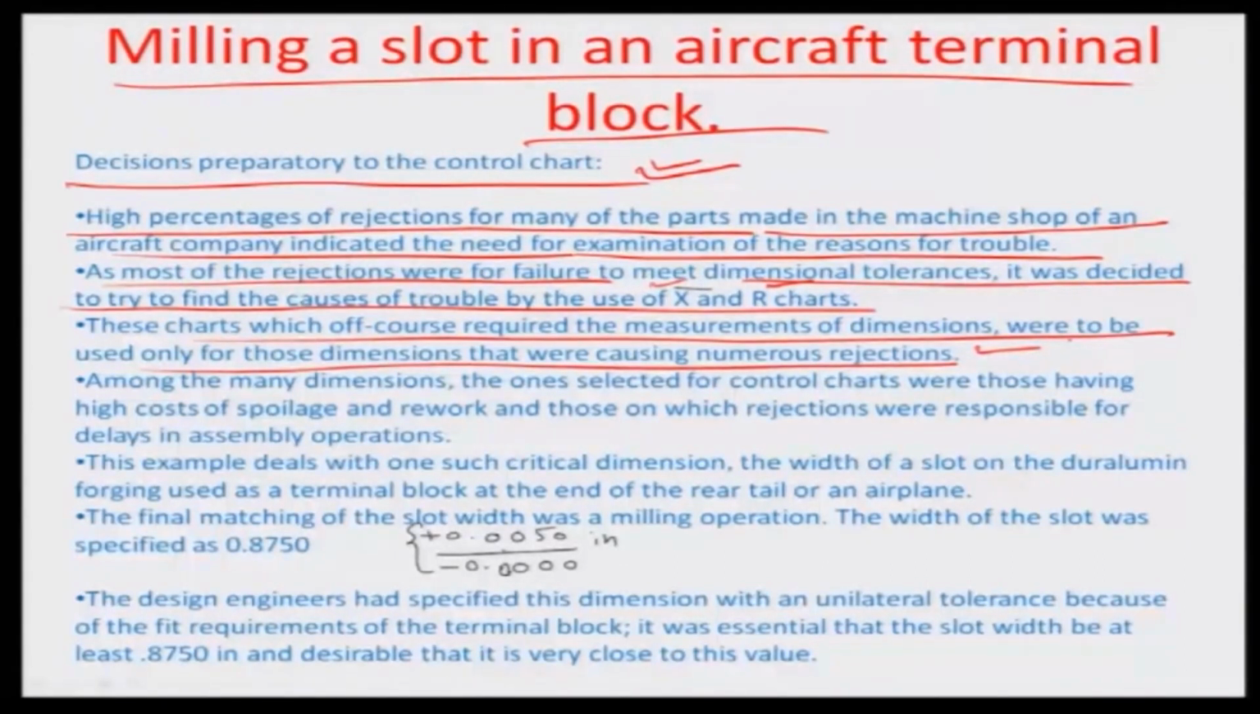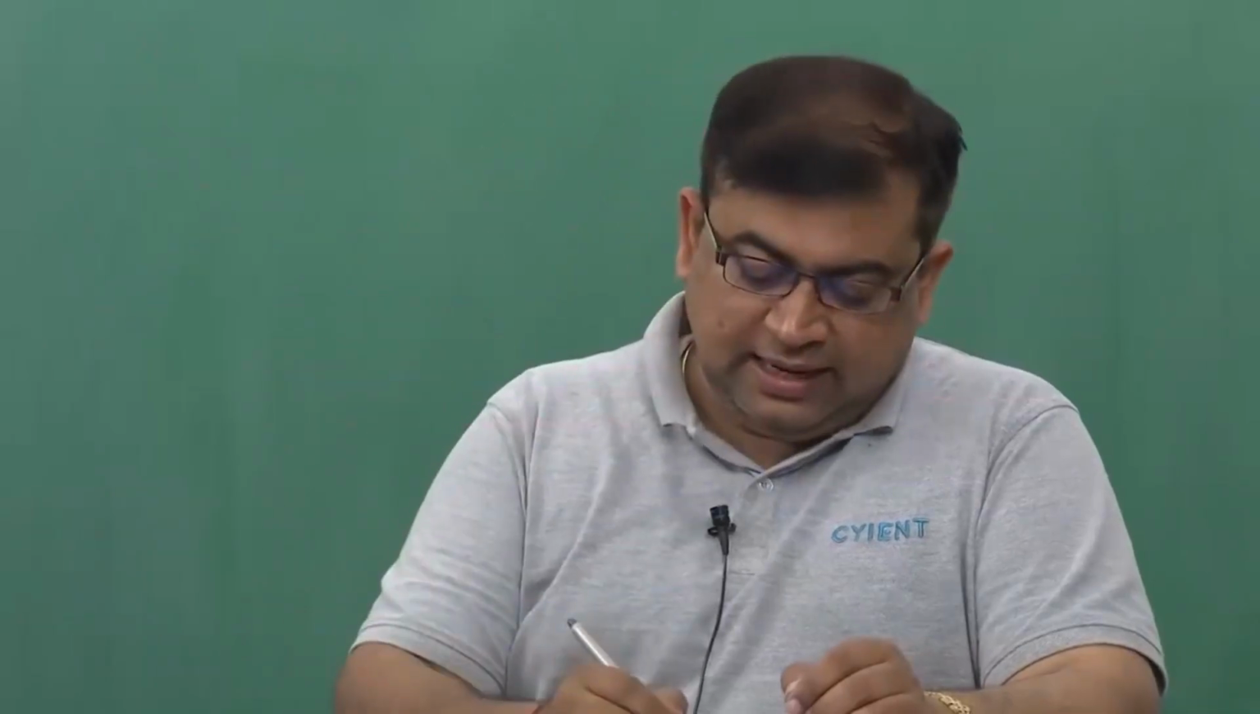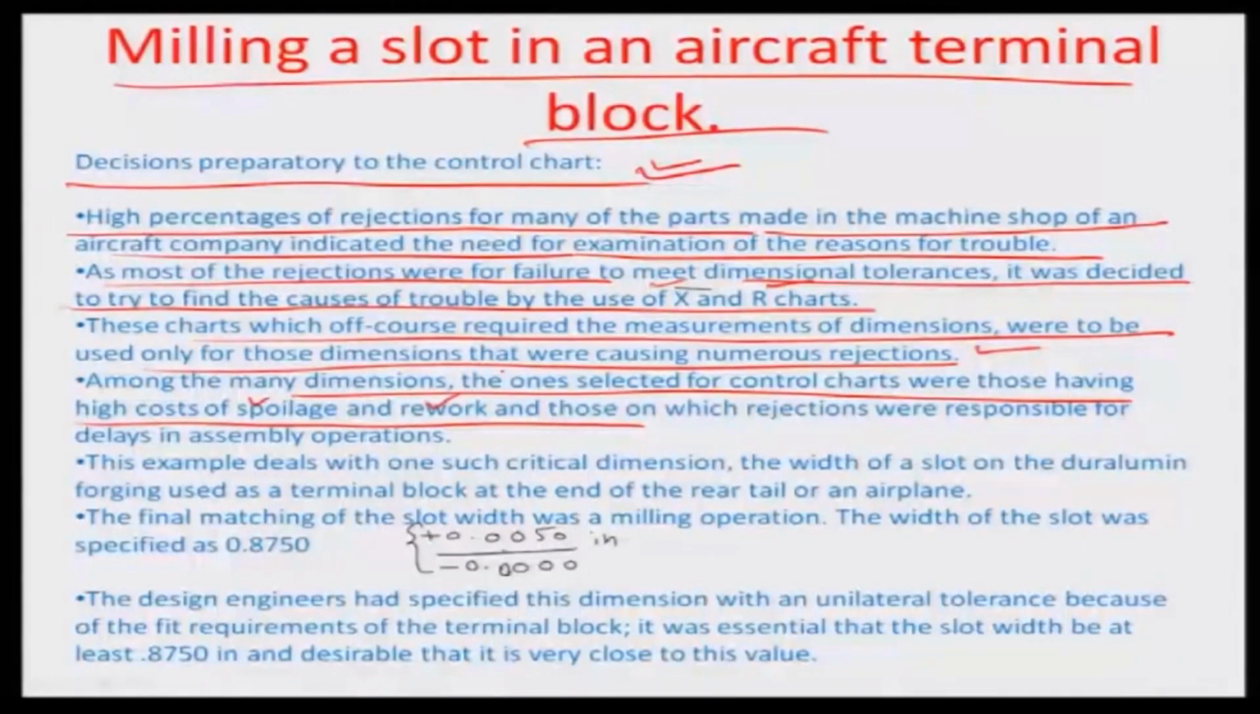So among the many dimensions, the ones selected for the control charts were those having high cost of spoilage and rework. The company judiciously chose that particular dimension which creates a lot of low value added to the system in terms of rework, spoilage or rejection, or even not being able to fit on the electrical panel properly, and so on and so forth. And those on which rejections were responsible for delays in assembly operations were also considered.